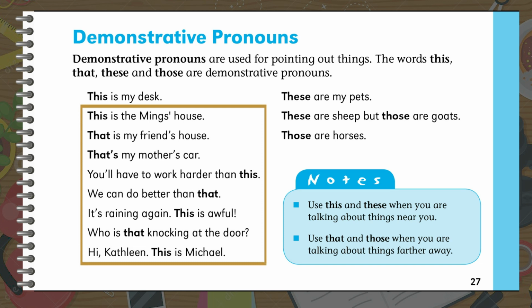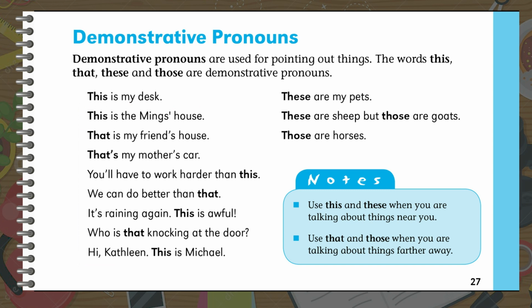That's my mother's car. You'll have to work harder than this. We can do better than that. It's raining again. This is awful. Who is that knocking at the door? Hi, Kathleen. This is Michael. These are my pets. These are sheep, but those are goats. Those are horses.